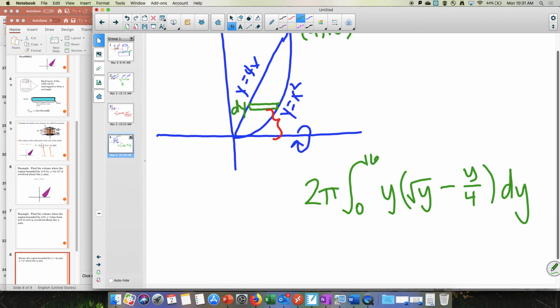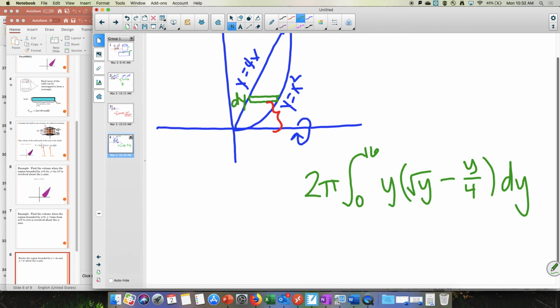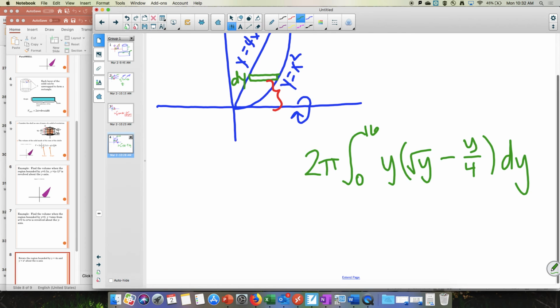Alright, and here, calculator buttons. Are we getting anything nice? Okay, I got 2048 pi over 15.